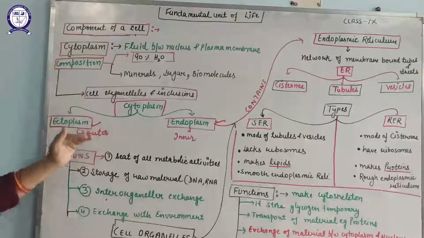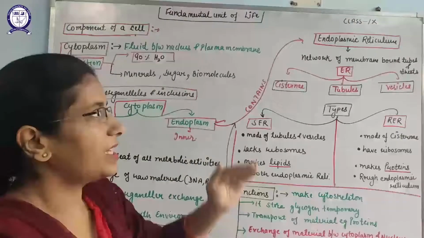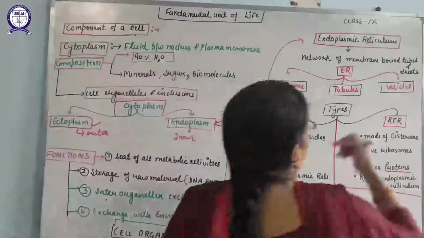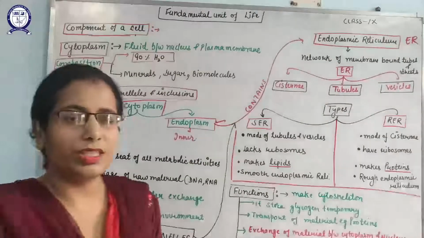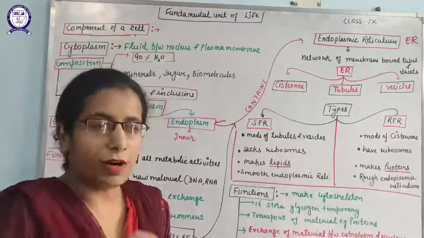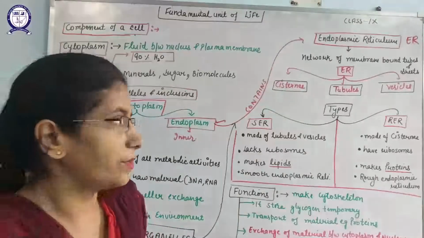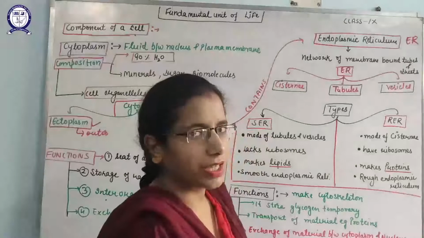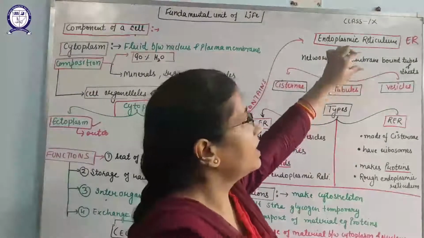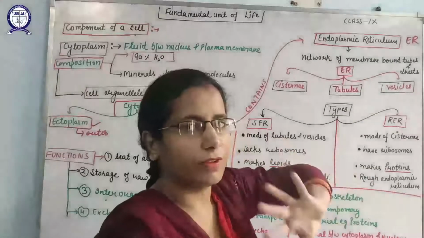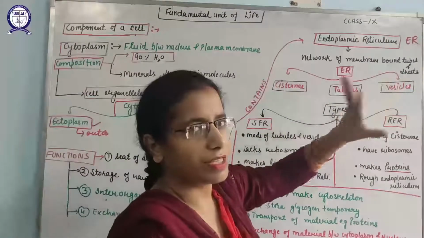So inside the cytoplasm there are the cell organelles, which we will discuss one by one. First is the endoplasmic reticulum, also known as the ER. What is the location of the endoplasmic reticulum? It is found on the outer membrane of the nucleus, where it will synthesize proteins. It is a network of membrane-bound tubes and sheets found in the cytoplasm, made up of cisternae, tubules and vesicles.